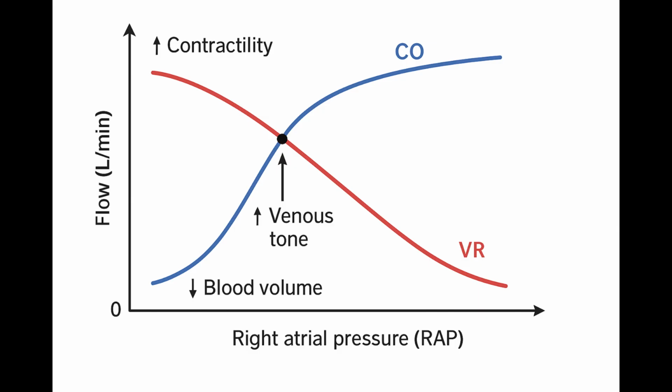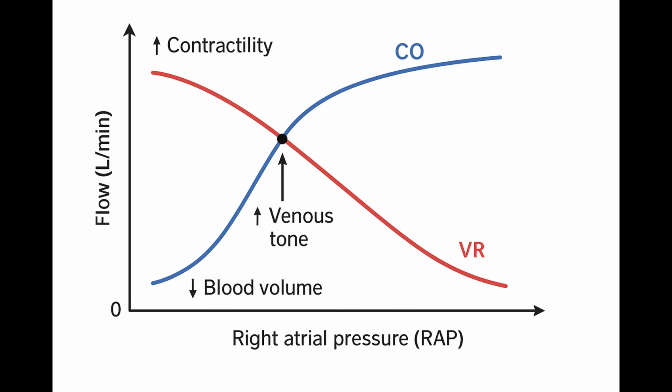The equilibrium point. That's the only place the system is stable. It's where cardiac output perfectly equals venous return. That point sets your steady state output and your central pressure. Change anything, and the system immediately hunts for a new equilibrium point.